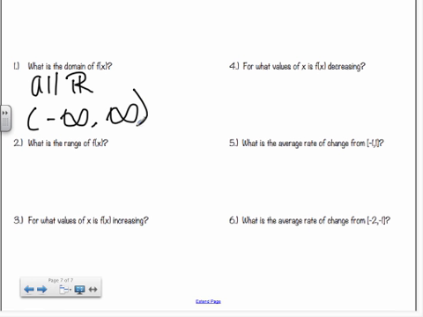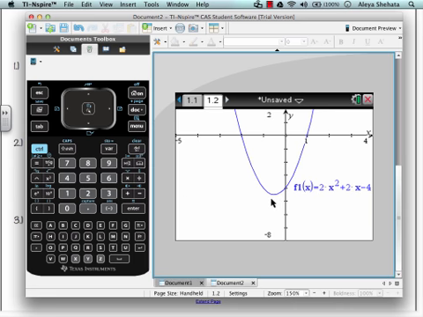And then it asks me, what is the range of f of x? So in order to figure out the range of f of x, I have to look at my graph again.